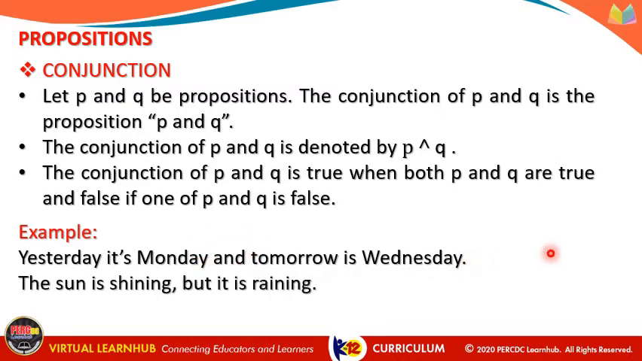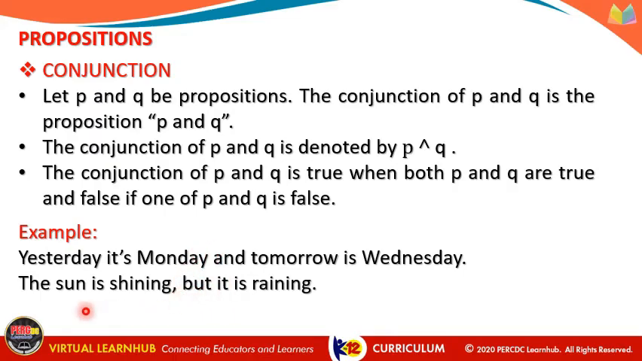Another example, the sun is shining, but it is raining. Now take note, aside from the word and, we can also use the word but. Take note, for logic, the word but is the same as and. So you can treat them interchangeably. Though, of course, use the appropriate word depending on what you are trying to say. So you have here two seemingly contradicting statements. That is why it is better to use the word but. But, of course, you can use the word and if you want.